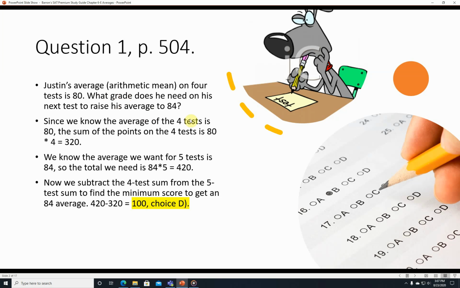Since we know the average of the 4 tests is 80, the sum of the points on the 4 tests is just 80 times 4, which is equal to 320. We know the average we want for the 5 tests is 84, so we need 84 times 5 equals 420. Now we subtract the 4 test sum, 320, from the 5 test sum that we want, 420. So 420 minus 320 is 100, which is choice D. So he's going to have to ace that test most likely. He probably can't score higher than 100.